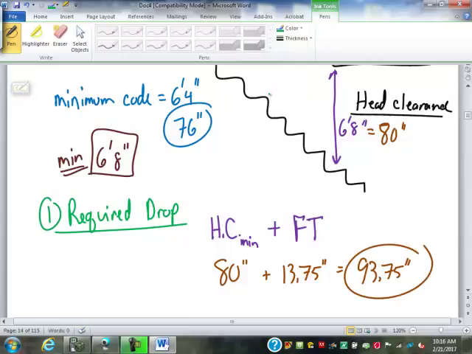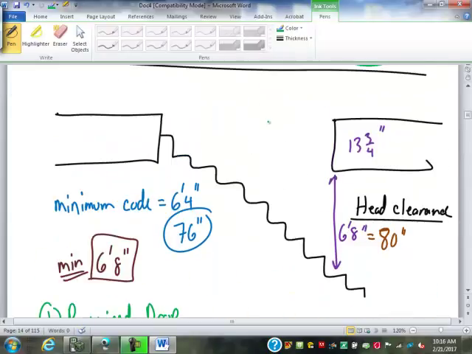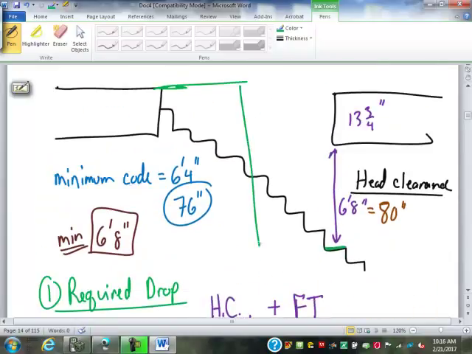That's our required drop. That means from here to here has to be 93.75 inches down to have 6 foot 8 here. Make sense? We've got to be 6 foot 8 below the bottom of the floor, not the top of the floor.